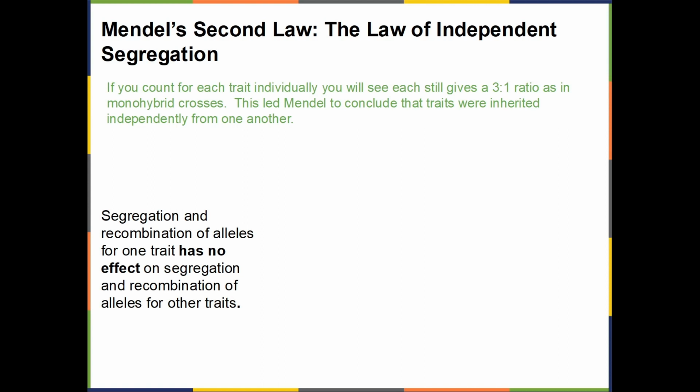All right, Mendel's second law, the law of independent segregation. If you count each trait individually, you'll see that each still gives a 3-to-1 ratio as in monohybrid crosses. This led Mendel to conclude that traits were inherited independently from one another.